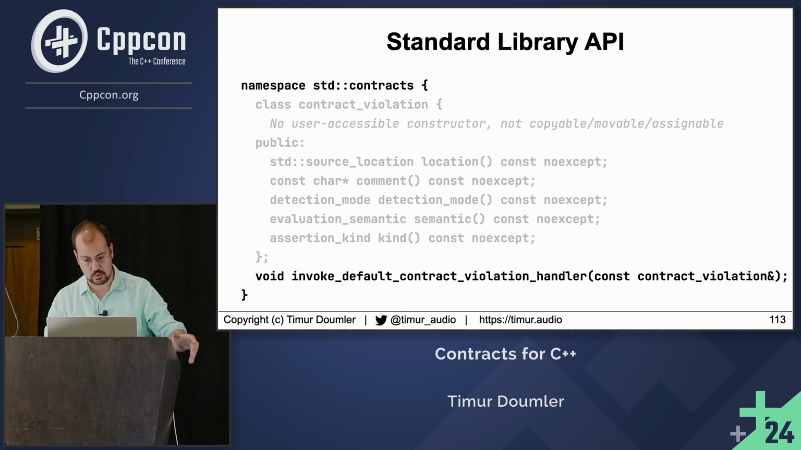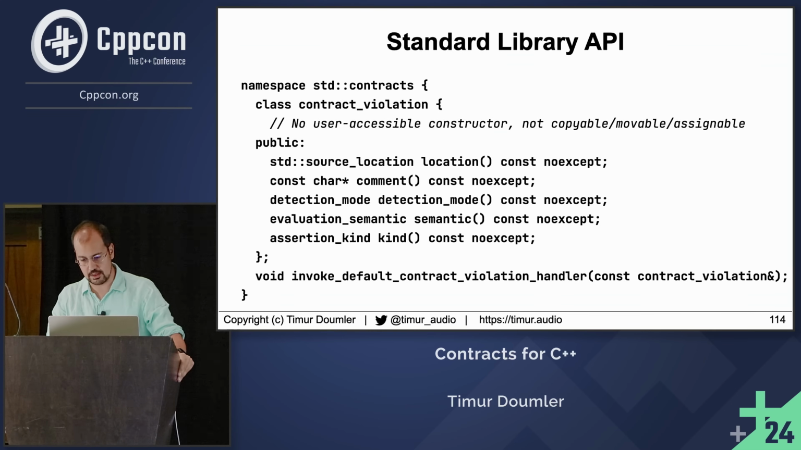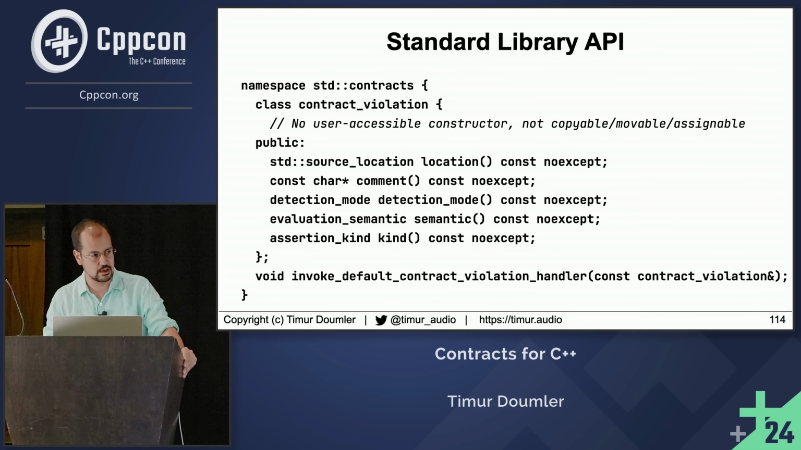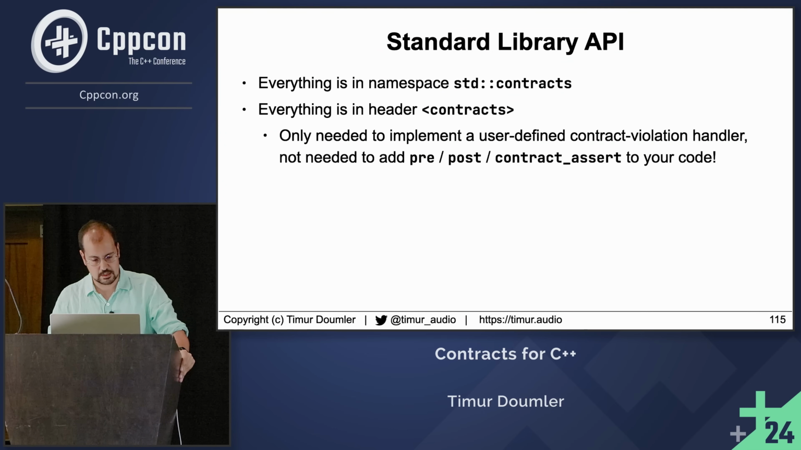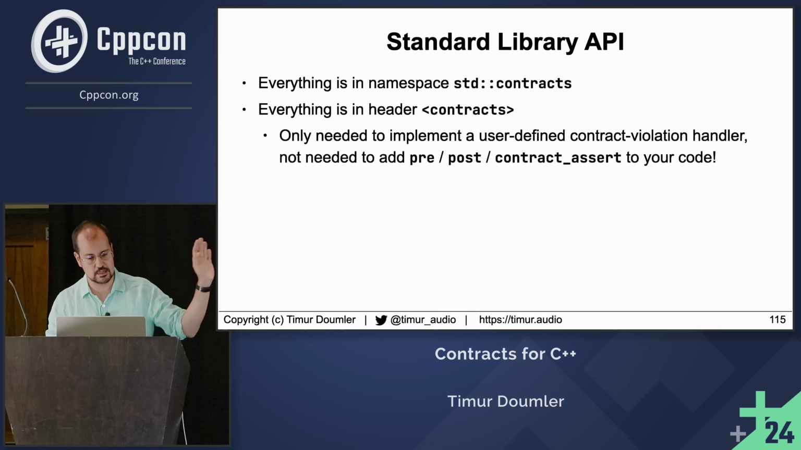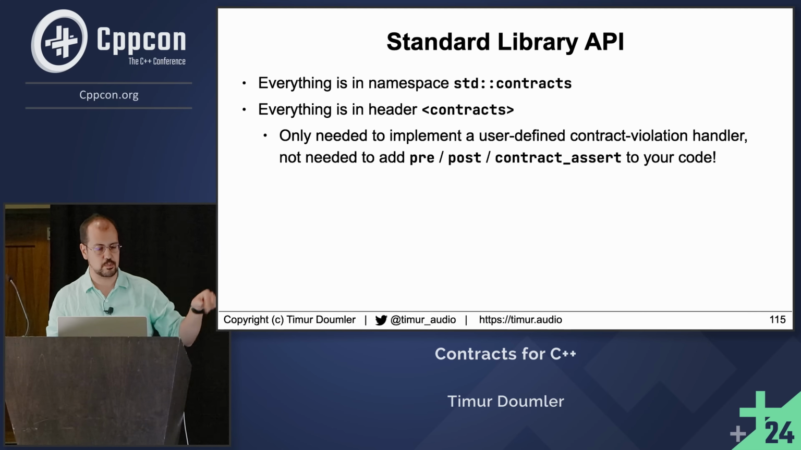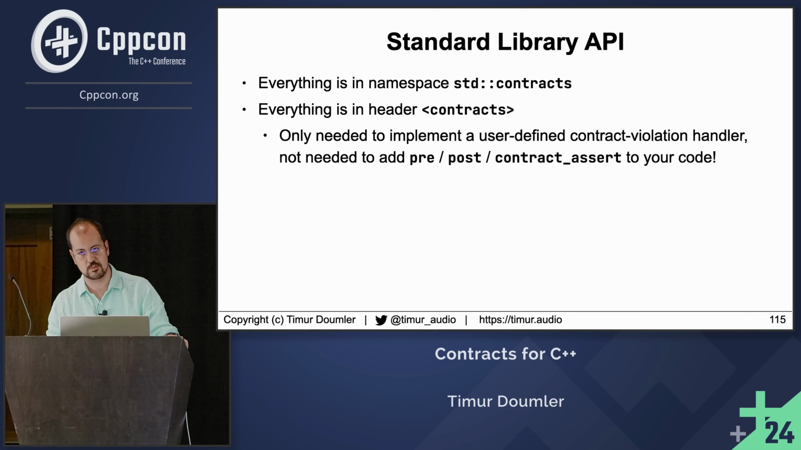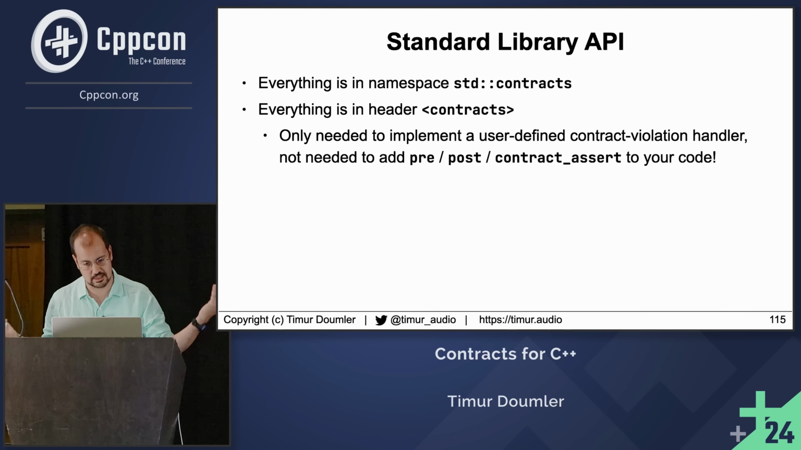And then we have this function that we already talked about. This is all the library API there is. You only really need it to implement a contract violation handler. It's all in namespace contracts. It's all in header contracts. And you don't need this header to write pre, post, or contract assert. So 99% of developers will never need this header. The only person who needs this header is the person who implements the contract violation handler. And that's going to be probably 1 person per company, right? Because it's a link time thing.